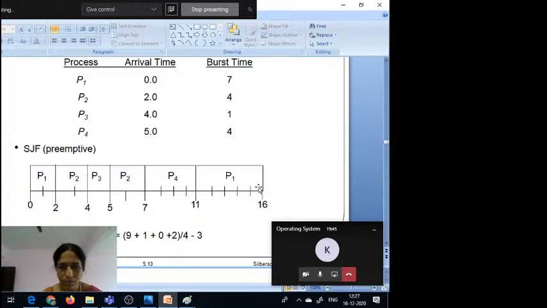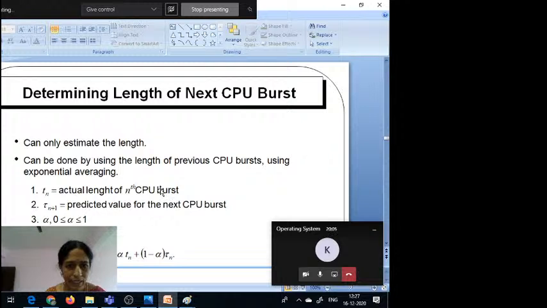And coming to the P3 process, it enters at 4, the minimum burst time is only 1 millisecond, and this is completed. Now 4 minus 4, 0. Now coming to P4, the P4 process enters into the CPU at 7th millisecond, and the arrival time is what here? 5. That means 7 minus 5 is nothing but 2. This is the average waiting time.